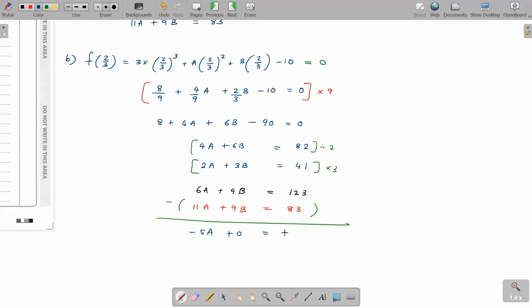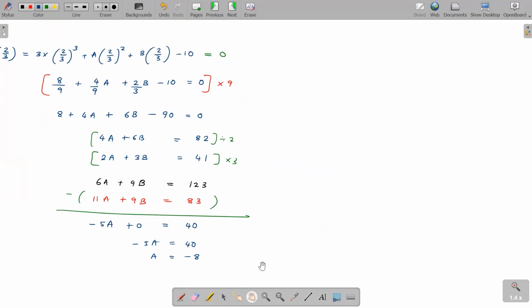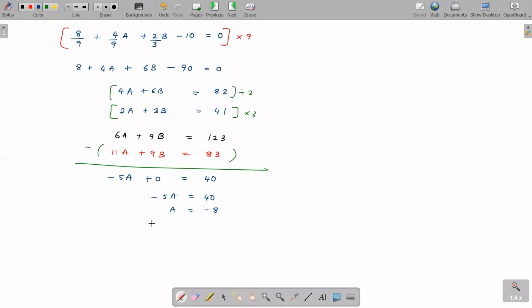123 minus 83 is 40. So basically minus 5a equals 40. a equals 40 divided by minus 5, isn't it? 40 equals minus 5 times a, so times goes as a division. 40 divided by minus 5 is minus 8. And then replace the a value into any one of the two equations. Get b. So substitute the a value.